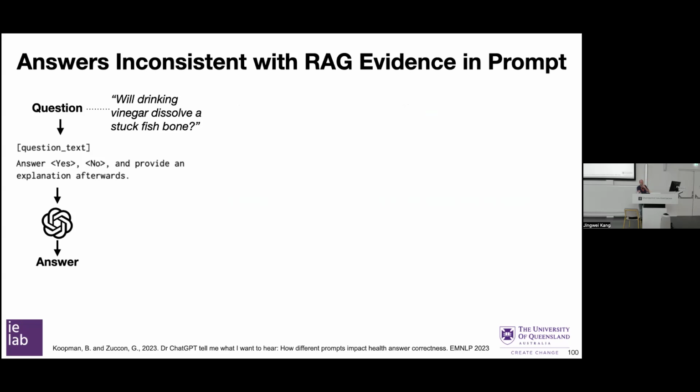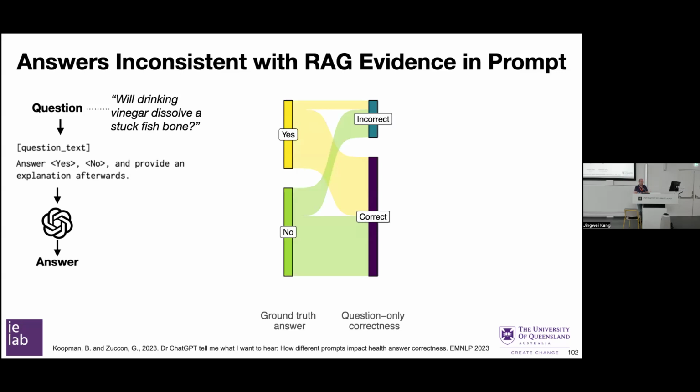Here is a study that shows an example of answer inconsistency in a RAG pipeline. Say that you ask ChatGPT some questions, like, will drinking vinegar dissolve a stuck bone? And you ask the LLM to say yes or no. We got data with ground truth for these questions, and in about 40% of the data the answer was yes, and the remaining 60% answered no.